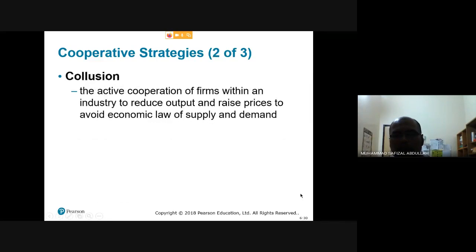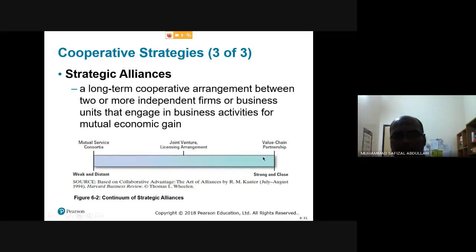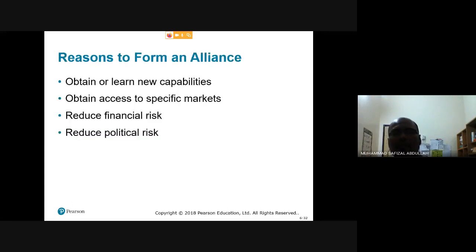What is the difference from collusion? Collusion normally works behind the scenes, illegally, to set the market price. But this one is a strategic alliance. It means that both companies pool their resources together so that they work together on a certain project or on a certain business, so that they can get the profit. So both companies benefit. This is what we call strategic alliance.